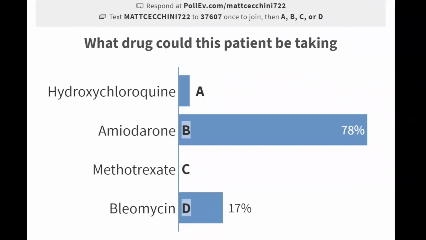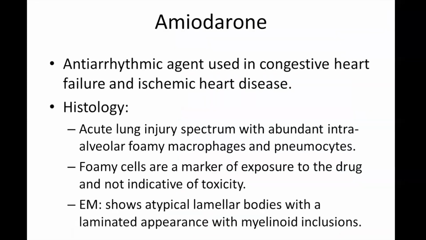Good job. So this is a case of amiodarone. I think people may have seen the file name as it popped up. Amiodarone is an antiarrhythmic agent, typically used in congestive heart failure as well as ischemic heart disease. Histologically, you can often see an acute lung injury spectrum, and the other thing you see with this is abundant intra-alveolar foamy macrophages and pneumocytes. These foamy cells are really just a marker of exposure to the drug. They don't actually indicate toxicity.